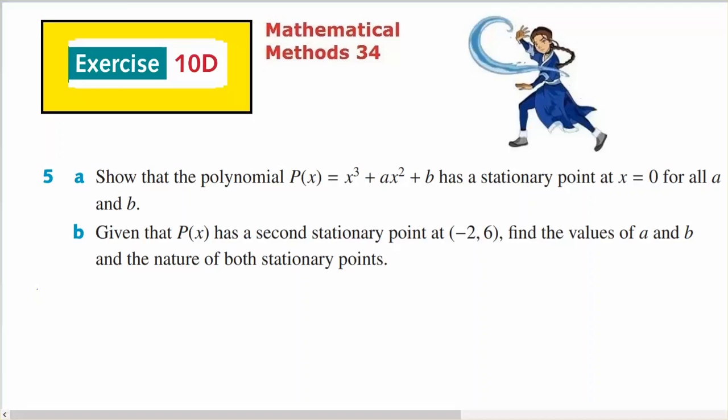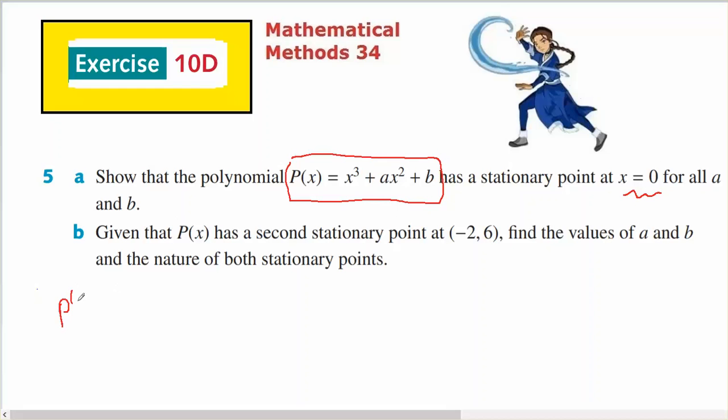This is for Year 12 Methods that comes out of 10B. It's question number 5A and 5B. 5A asks you to show that this polynomial, irrespective of what a and b equal, will have a stationary point at x equals 0. So I need to take the derivative.